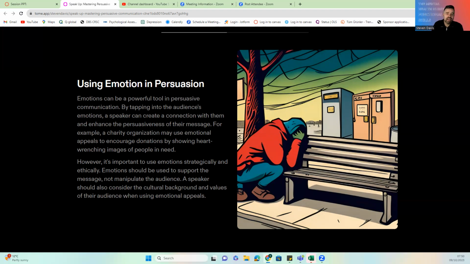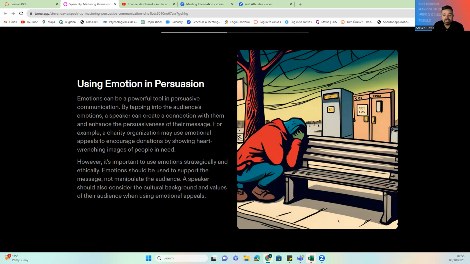A speaker can create a connection with them and enhance the persuasiveness of their message. For example, a charity organisation may use emotions to encourage donations by showing heart-wrenching images of people in need.